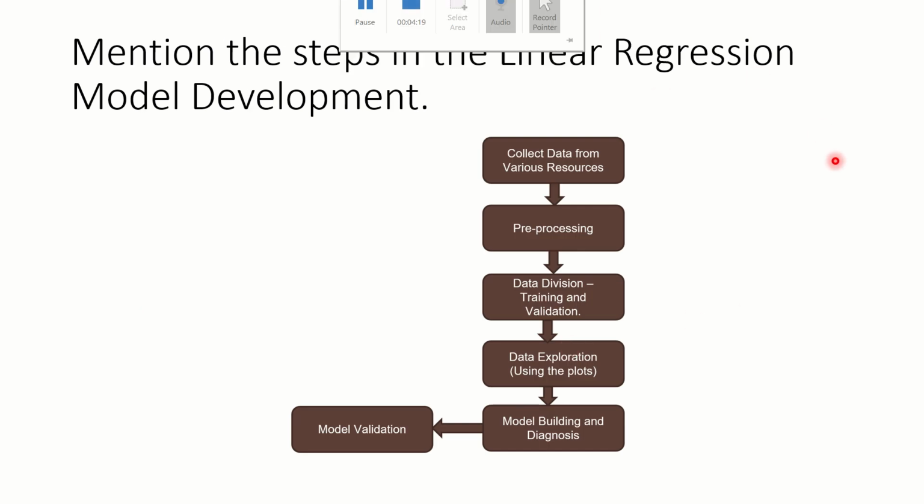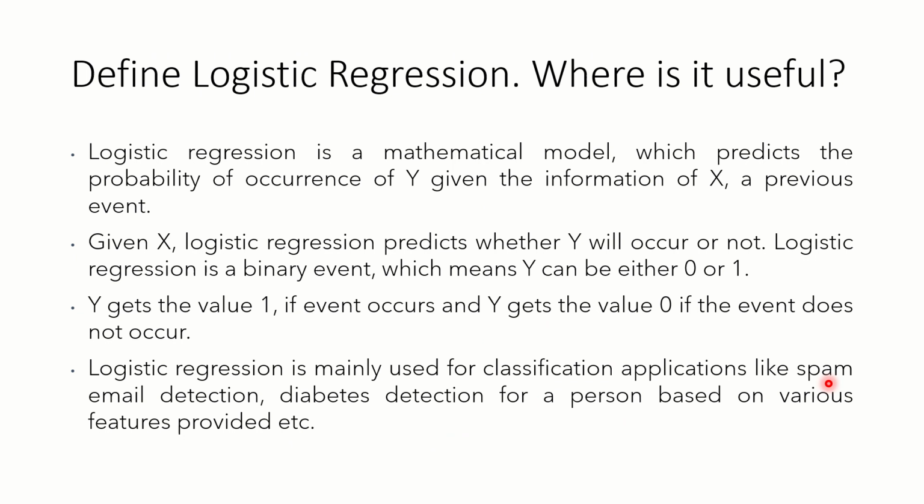Mention the steps involved in the development of a linear regression model. Very simple. It's very consistent actually when you go to machine learning. I'll collect the data. I'll do the pre-processing, cleansing the data will happen. I'll make sure the data is sanitized. I will divide the data. We need to go with the training and validation split over there, and then the data exploration will happen. Finally, I will build the model and I'll do diagnosis and I'll go ahead with validation of the model. That's it. It's a very simple flow which you can follow.